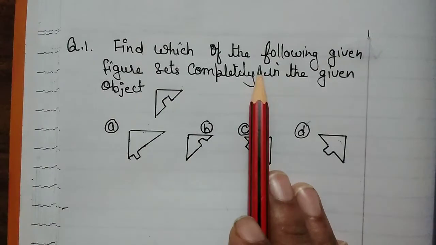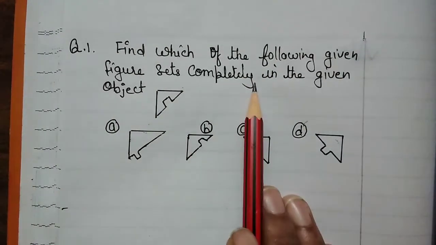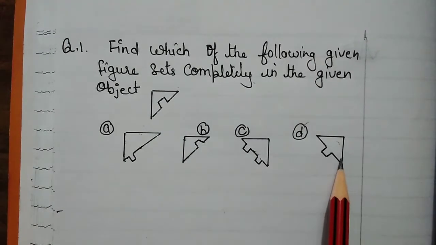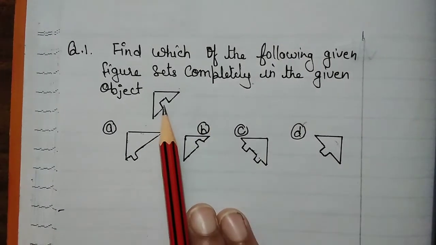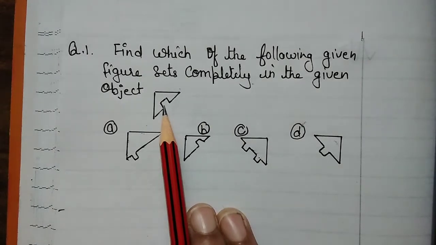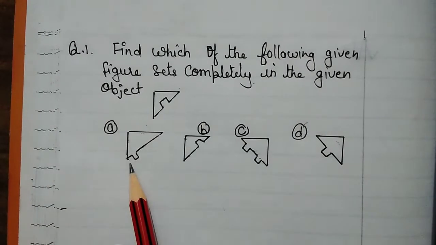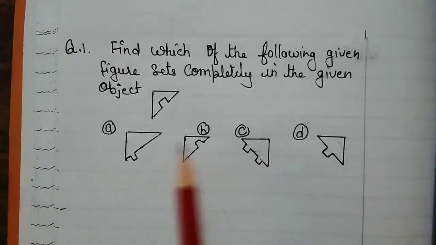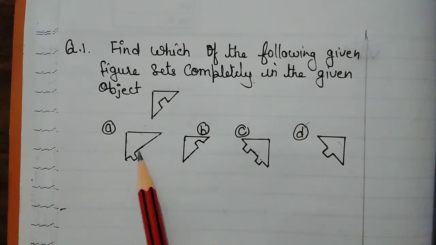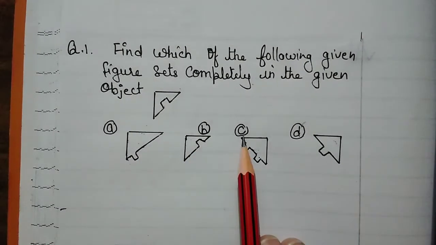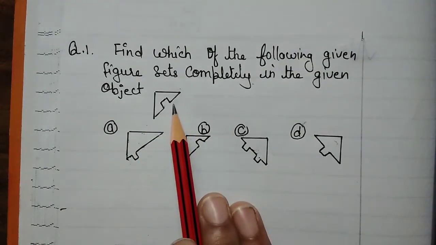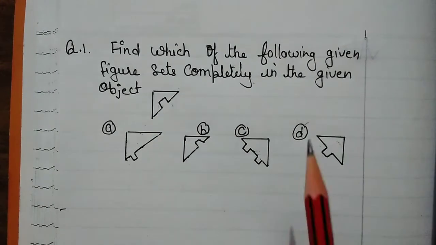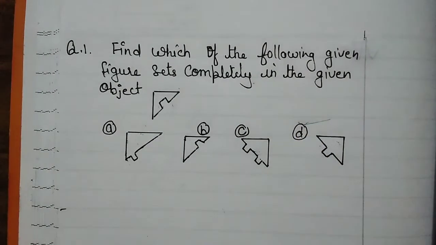Now we discuss the previous homework assigned to you. Find which of the following given figures fits completely in the given object. This is the given object, and you have to select the figure which fits completely in it. So first figure is like this, second is like this, third is like this, and fourth one is like this. By comparing, we come to know that the first three figures A, B, C we are not able to fit in the given figure. Only D figure we are able to fit. So our answer is D.